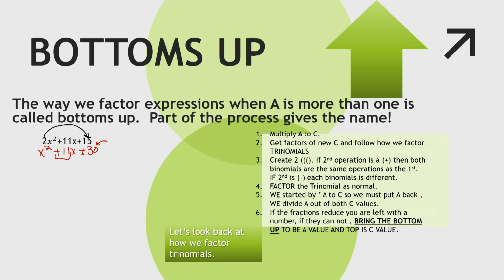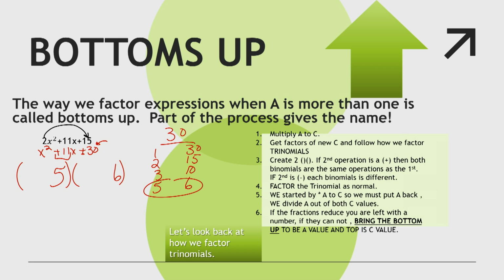So the factors of 30 that will add to give me a positive 11. So let's see. I have 30. I have 1 and 30. I have 2 and 15. I have 3 and 10. 4 will not go into 30, but 5 will. So which of these pairs will add to give me a positive 11? Exactly right. So as normal, building those two binomials by using my 5 and my 6.